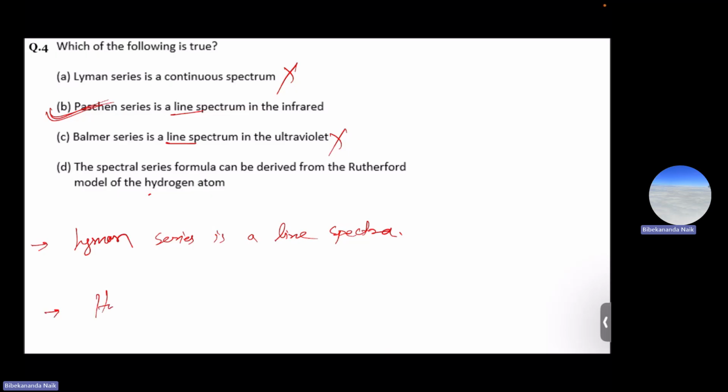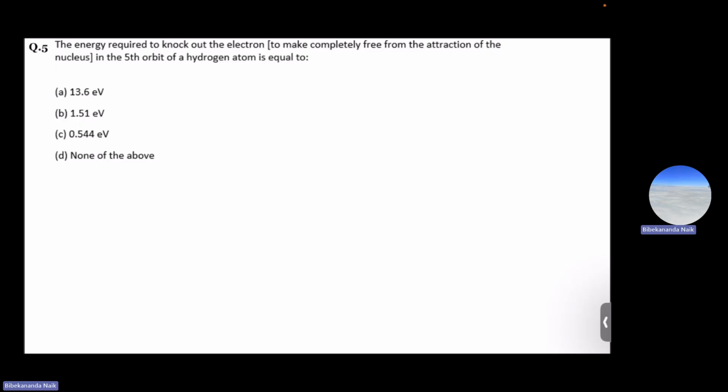So hydrogen spectra was derived from Bohr's model. So again, this is not correct. So the correct option is option B. Paschen series is a line spectrum in the infrared region. I hope this explains the four options, and the correct option is option B.